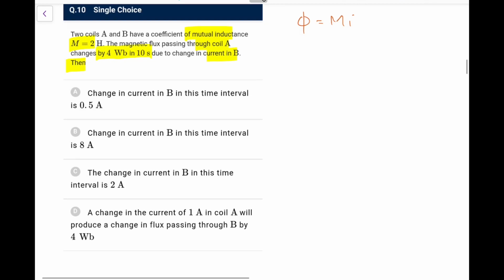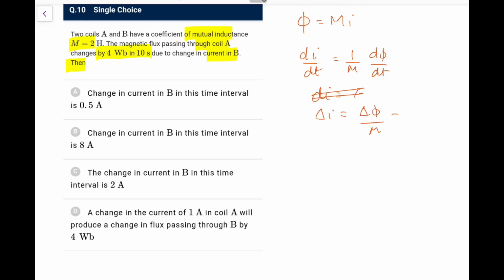So what I can write, di by dt, I can write it as 1 by M into d phi by dt, or delta I, better word would be like this, delta phi by M. So delta phi is 4 Weber and M is 2. So 4 by 2 means the current will change by 2 ampere. So change in current would be 2 ampere in this time interval. Whatever be the time interval, we will go for option C.